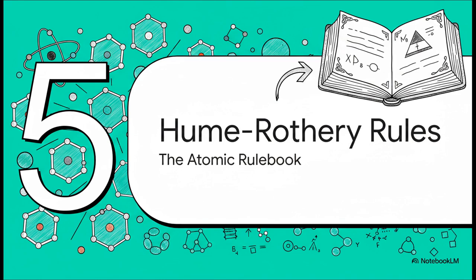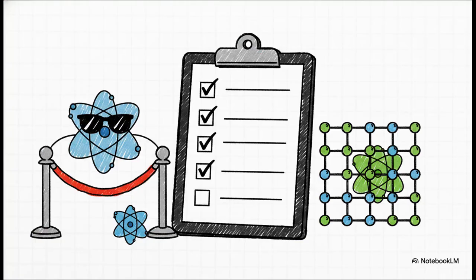Section 5. The Hume-Rothery rules. Now, you might be wondering, how on earth do scientists know if an impurity will actually mix smoothly without totally destroying the crystal structure? Well, they have to consult the atomic rulebook. Think of these 4 rules as the absolute, no-nonsense bouncer at the atomic club. These are the Hume-Rothery rules, and they strictly dictate whether atoms are allowed to safely swap places to form what we call a substitutional solid solution.